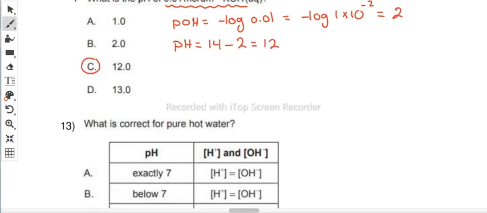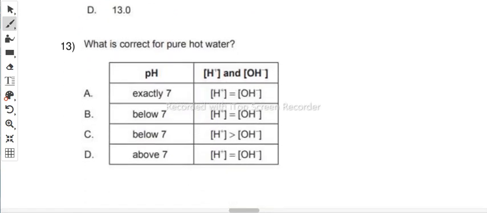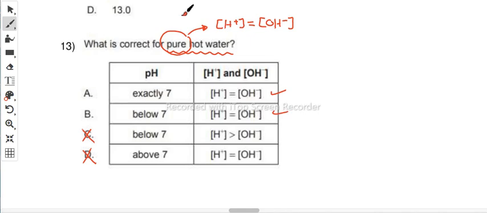What is correct for pure hot water? We need to remember that for any hot water, cold water, or any other type of water, no matter what the temperature is, since it's pure, definitely the concentration of hydrogen ion should equal the concentration of OH negative. They will never change. So it's not C and it's not D as well. I'm going to pick either A or B. Continuing with the pH, the pH will not be exactly 7 at all.